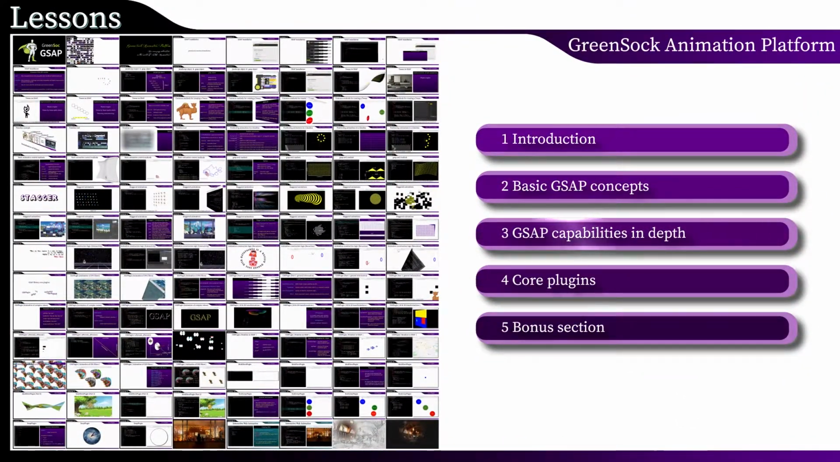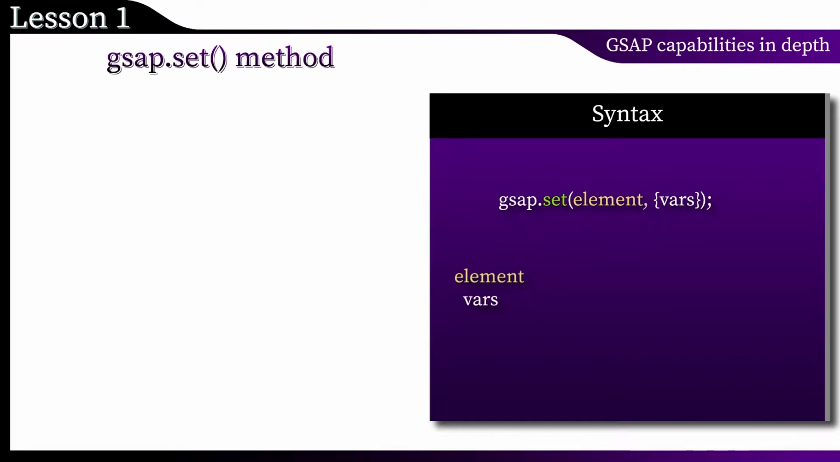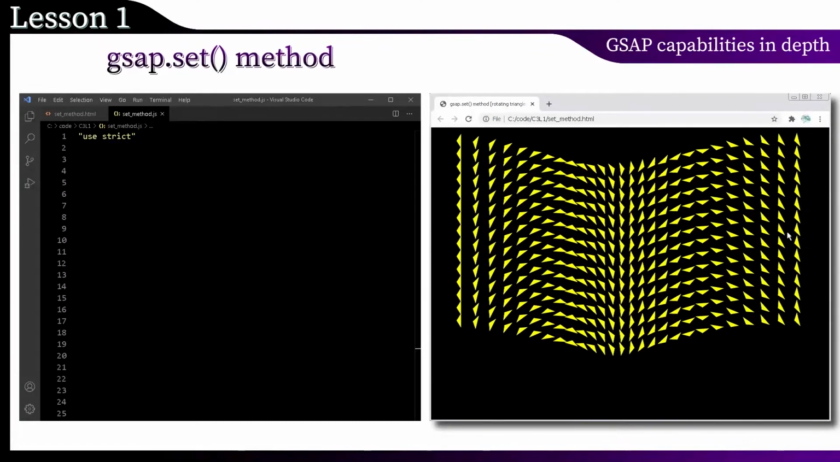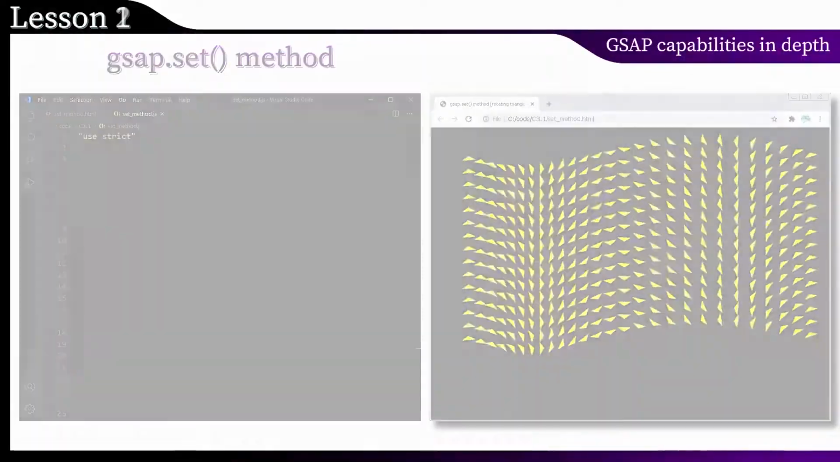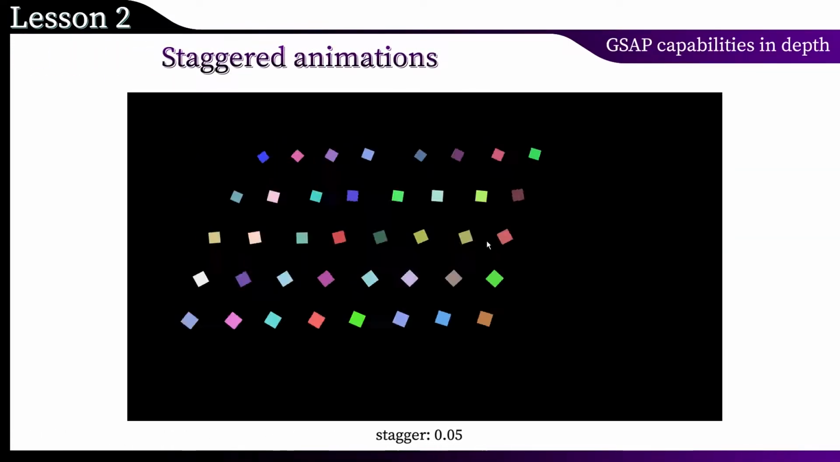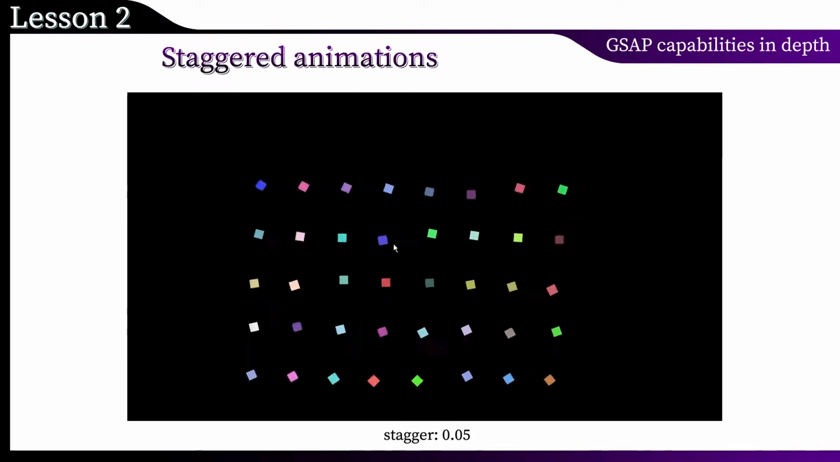In the next chapter, we will explore in detail the basic properties and methods of the GSAP library. And let's start with a method that lets you set properties on animation targets. In the following series of lessons, you will learn about target animations. I will explain how to make elastic motion for a group of animation targets.